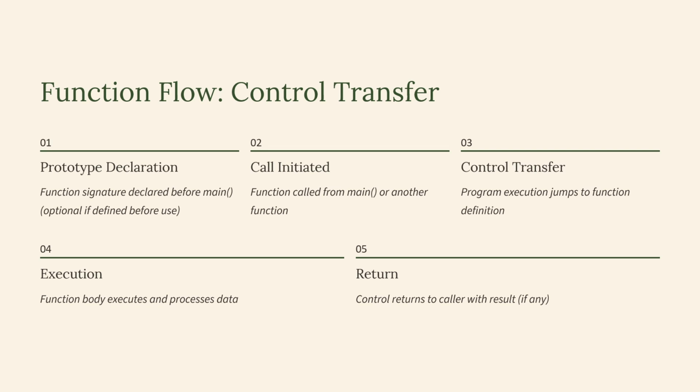In the first step, we are going to declare the prototype of the function. Function signature declared before main. Then the call is initiated. That is, we are going to call the function from main or from any other function. Then the execution jumps to the function definition. Then the function body executes and processes data. And after execution is completed, the control is returned to the caller with the result. So this is how the control transfer happens.